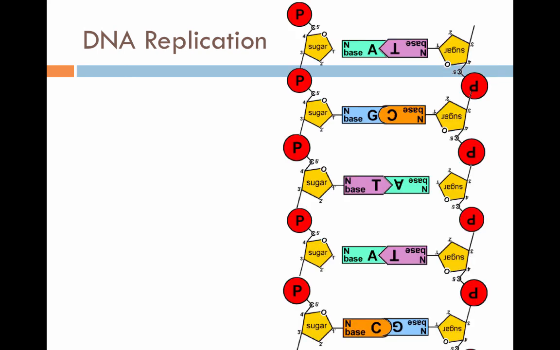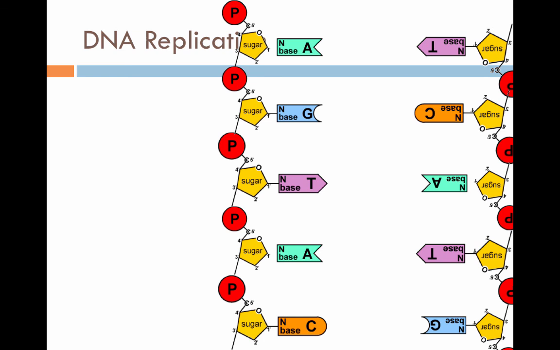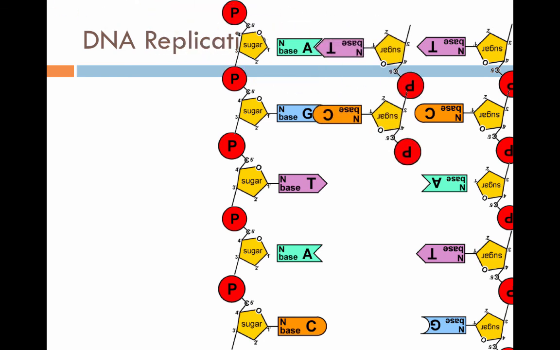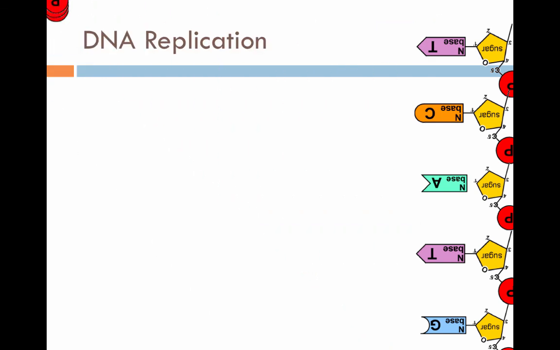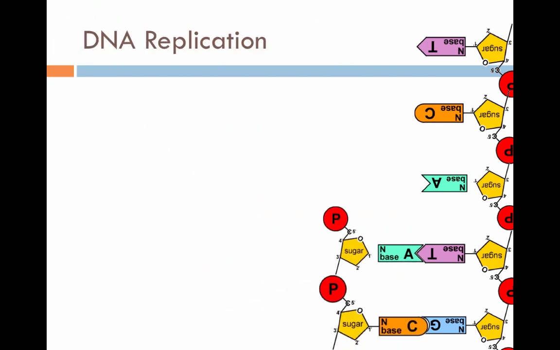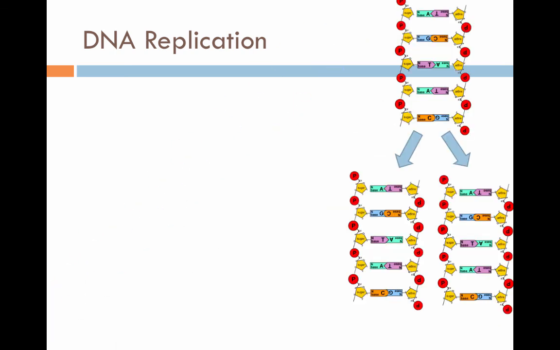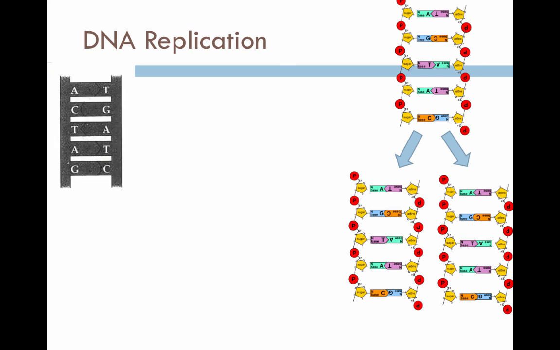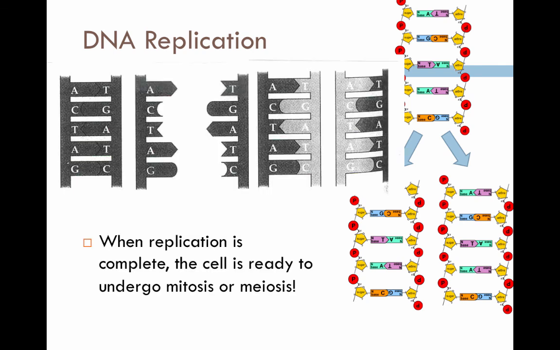Here's an animation to show you how it works. The double helix DNA first splits down the middle. Then new DNA nucleotides come in and match up with the old nucleotides following the base pairing rules. A's with T's and C's with G's. In the end, you'll notice we started with 1 strand of DNA and now we have 2 identical strands of DNA. When replication is complete, the cell is now ready to undergo mitosis or meiosis.